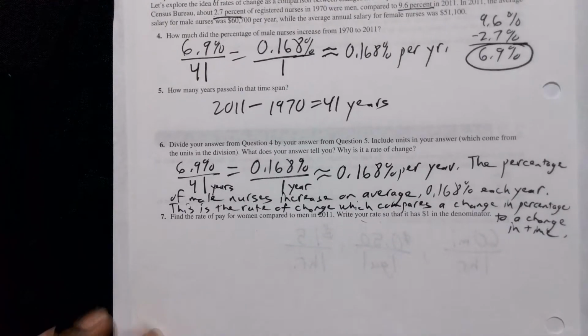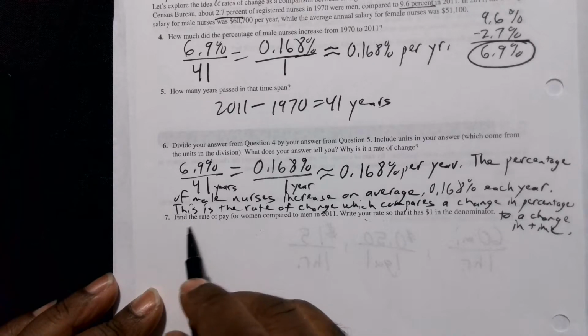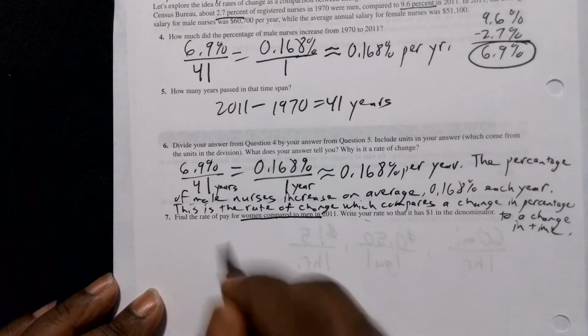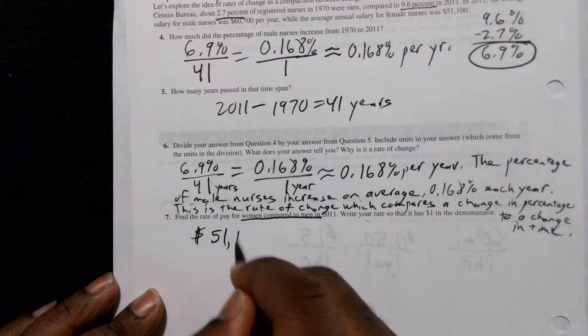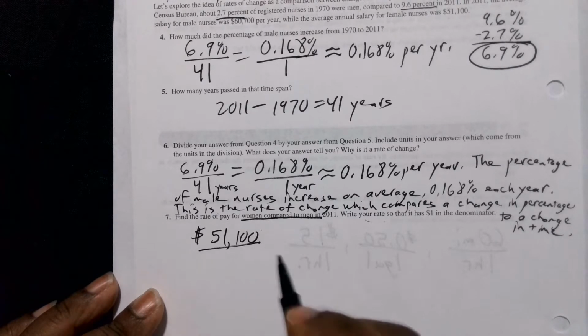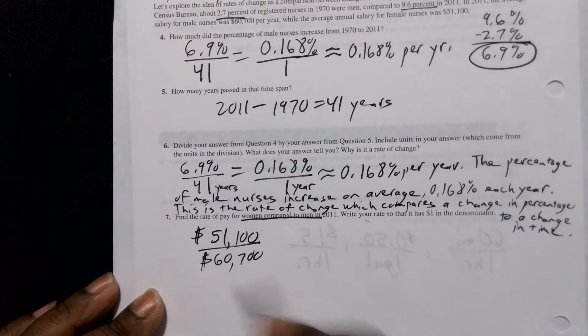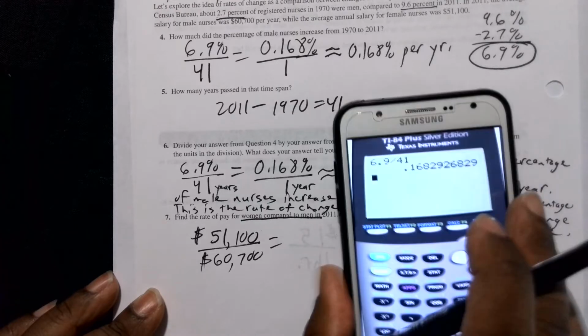It says find the rate of pay for women compared to men in 2011. Write your rate so that it has $1 in the denominator. So we want to find the rate of pay for women compared to men in 2011. The average pay for women was $51,100. Average pay for male nurses was $60,700.